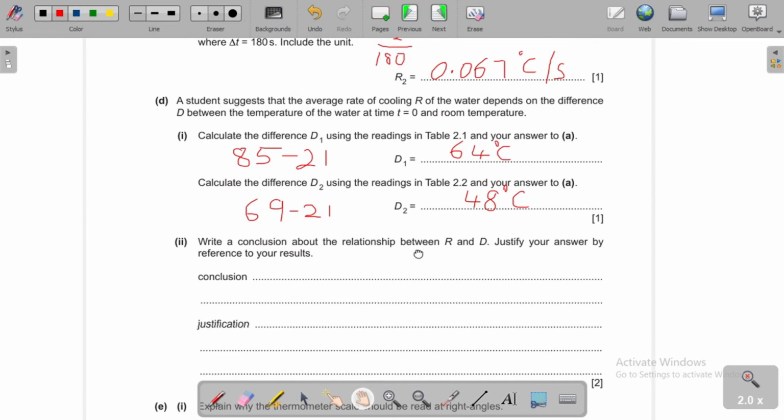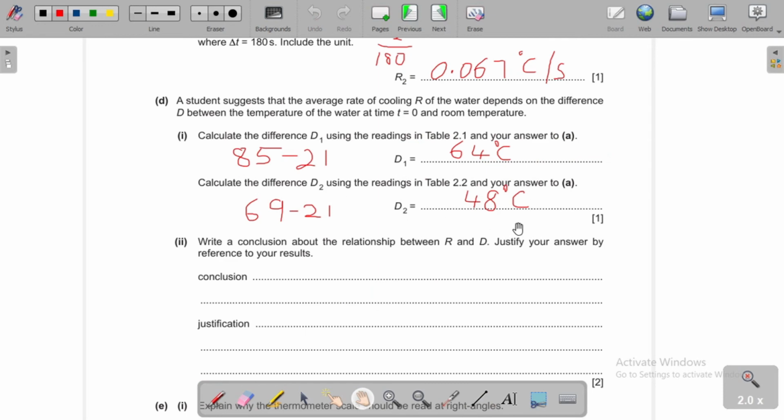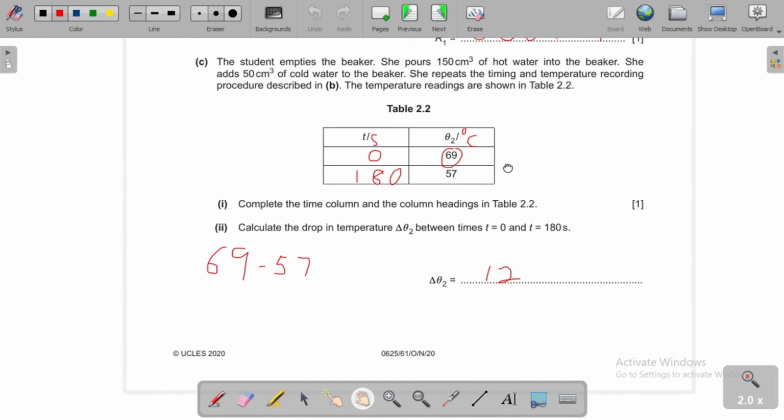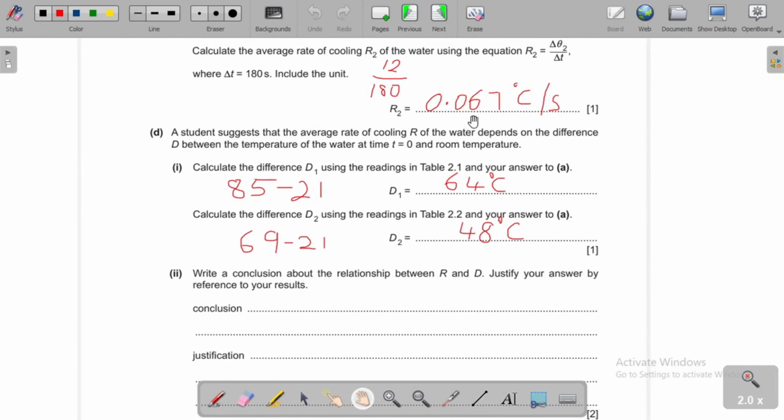Next question. Write a conclusion about the relationship between R and D. Justify your answer with reference to the result. The student suggested that the rate of cooling R of the water depends on D. Let's look at R1. D1 is 64, R1 is 0.089. Let's look at 48 and R2. R2 is 0.067.